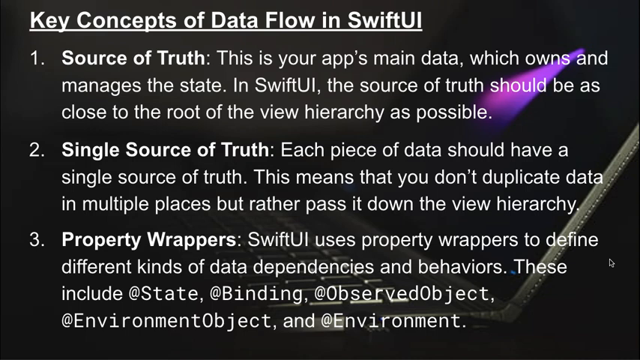Key concepts of data flow in SwiftUI. Source of truth. This is your app's main data, which owns and manages the state. In SwiftUI, the source of truth should be as close to the root of the view hierarchy as possible. Single source of truth. Each piece of data should have a single source of truth. This means that you don't duplicate data in multiple places, but rather pass it down the view hierarchy.